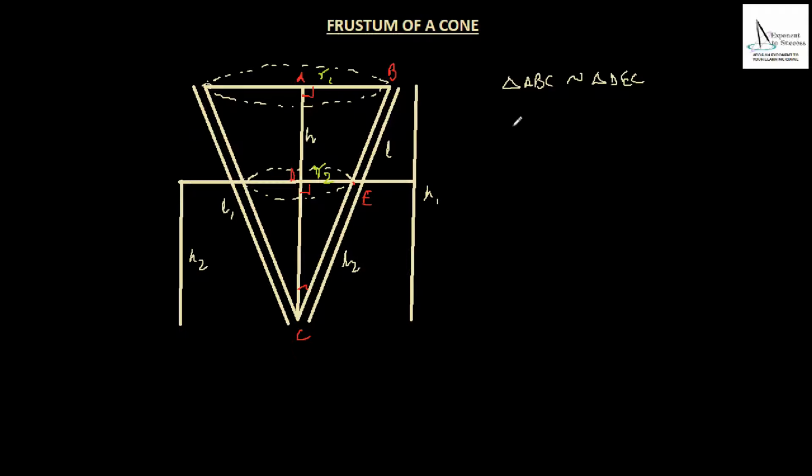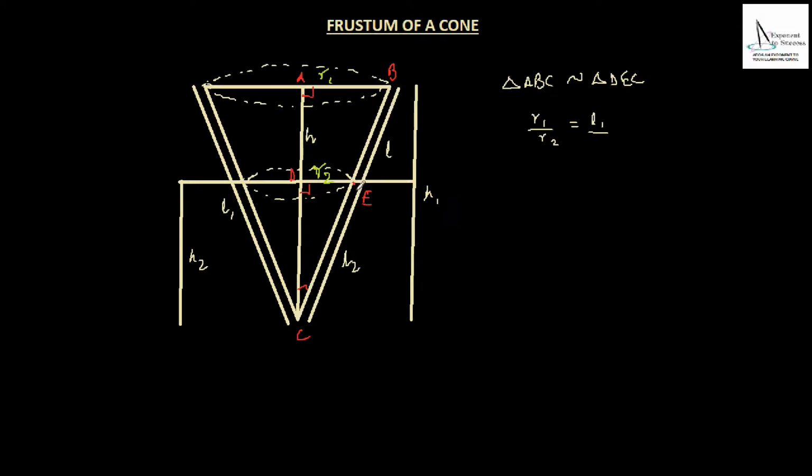So according to the properties of similar triangles, the ratio of the corresponding sides of the two triangles is going to be equal. Using that property, if we look at the bases of both the triangles, we can say that R1, which is the base of triangle ABC, over the base of triangle DEC, which is R2, is going to be equal to the ratio of the hypotenuses of the two triangles.